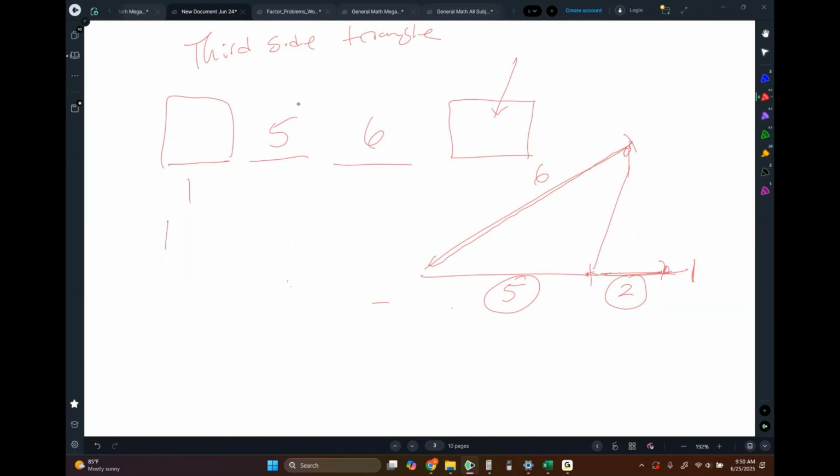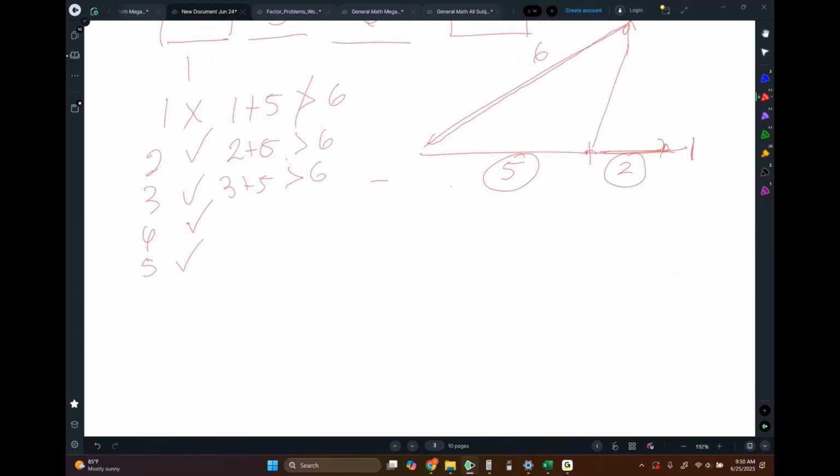All right. Could it be 1? No, and the reason is 1 plus 5 is not greater than 6. Could it be 2? Yes, it could be 2 because 2 plus 5 is greater than 6. That would work. Could it be 3? Yes, because 3 plus 5 is greater than 6. I think we're getting it. Could it be 4? Yes, for the same reason. Could it be 5? Yes. Okay, so the one I want to ask about, could it be 6?